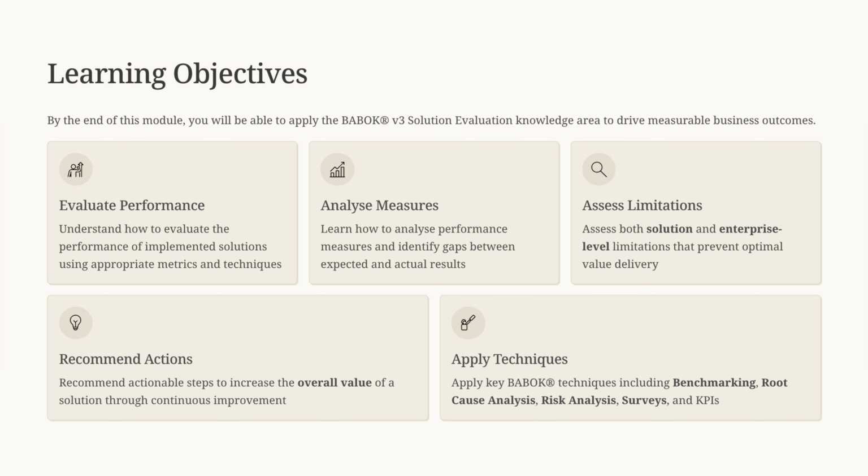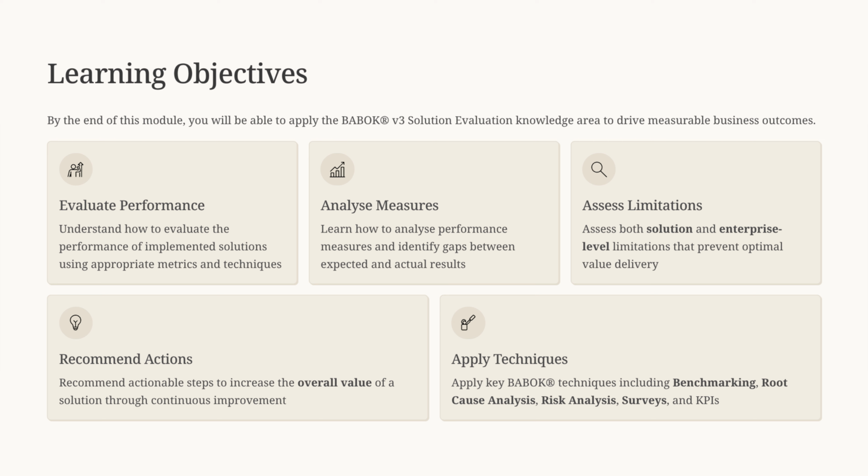As you can see on this slide, by the end of this module, you'll be able to apply the BABOK 5.3 solution evaluation techniques with real confidence. Let's walk through each objective. First, you'll learn how to evaluate performance, meaning you'll know exactly how to measure whether your solution is truly working using meaningful metrics.